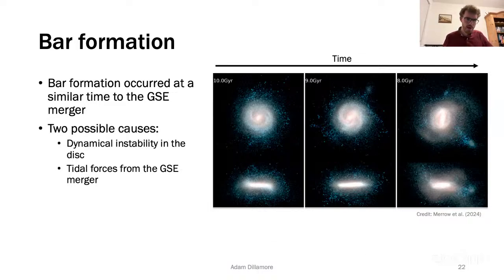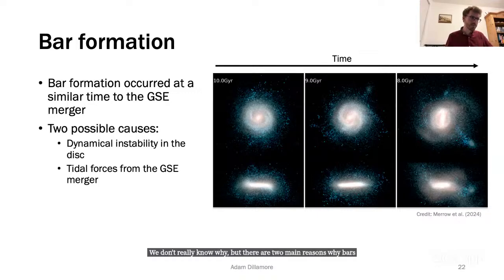We don't really know why, but there are two main reasons why bars form. One is that the disk becomes unstable, so it's actually quite easy to form a bar, because a disk configuration of stars on circular or near circular orbits is not very stable.